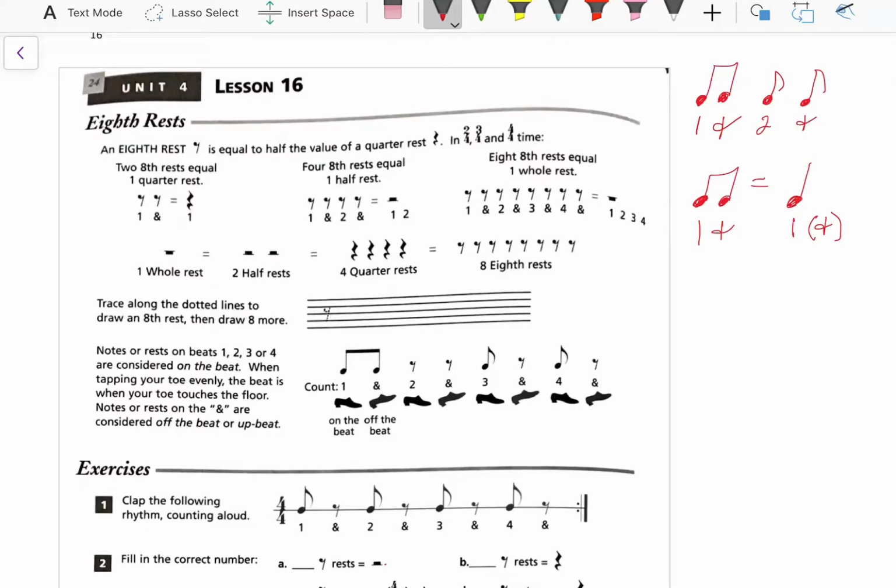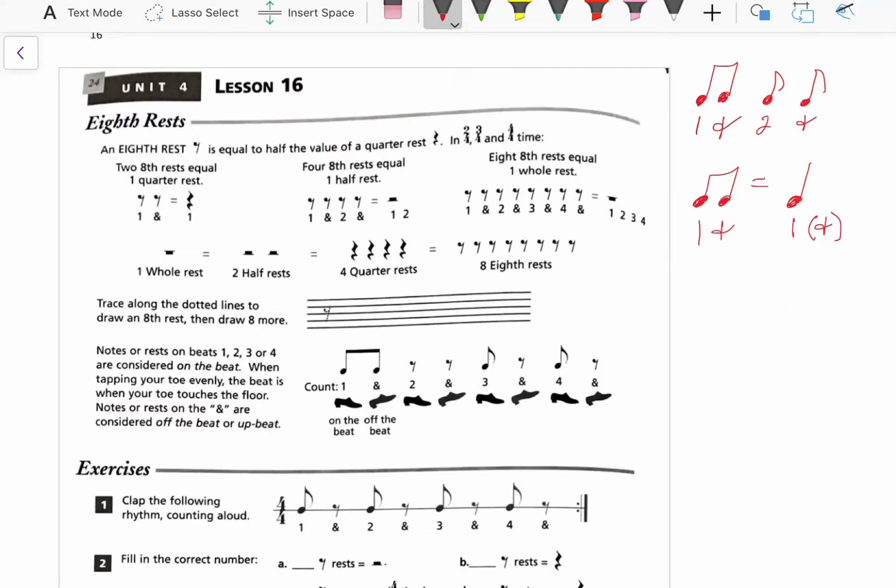Now I want to point out that I draw my and sign a little different than what they're showing here. They do this fancy and like that. I do this. You could just do a plus sign. The important thing to understand is they're all the same, and we count them like we're saying one and, two and, and so on. But it doesn't matter which way you draw your and sign, as long as you're doing that, okay?